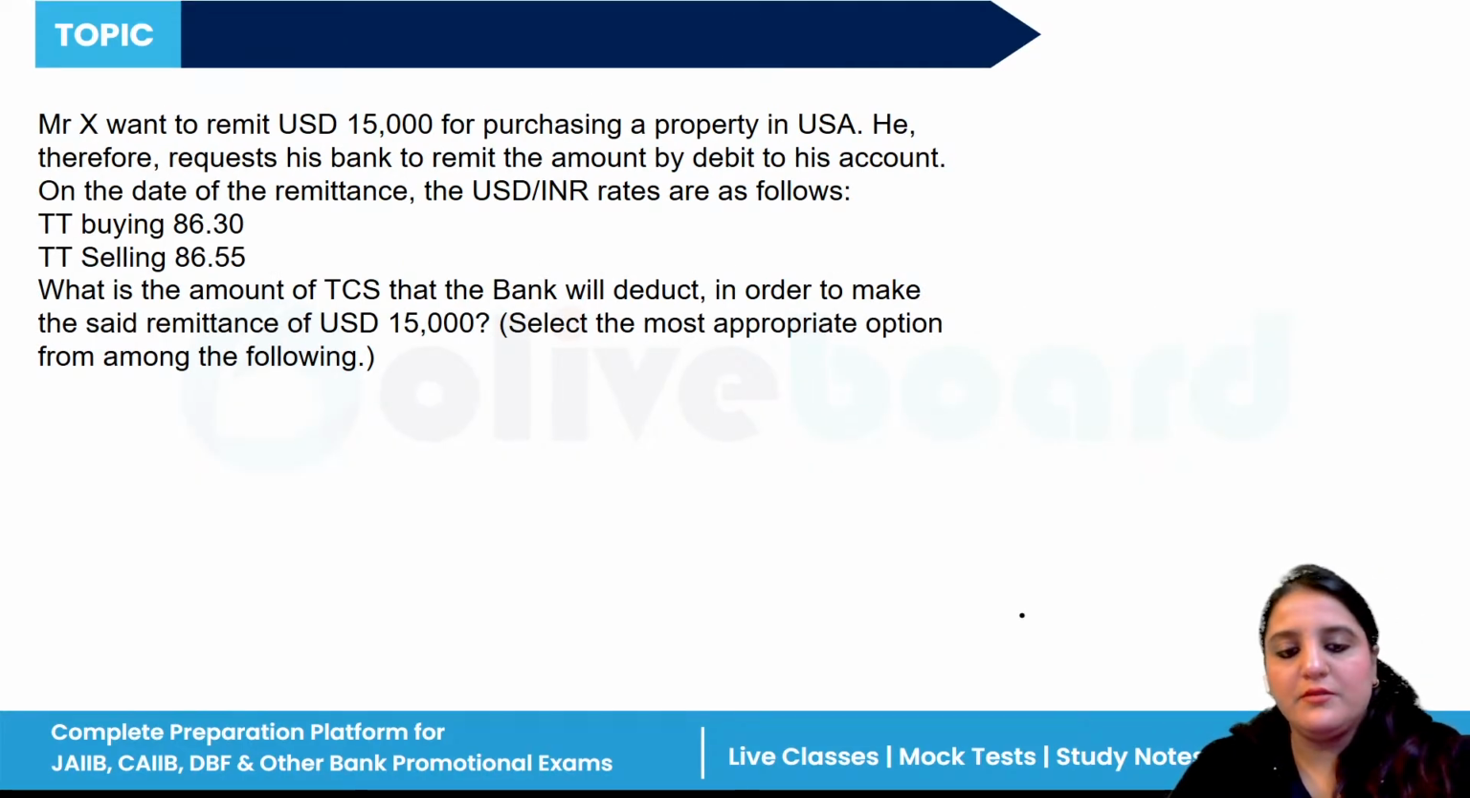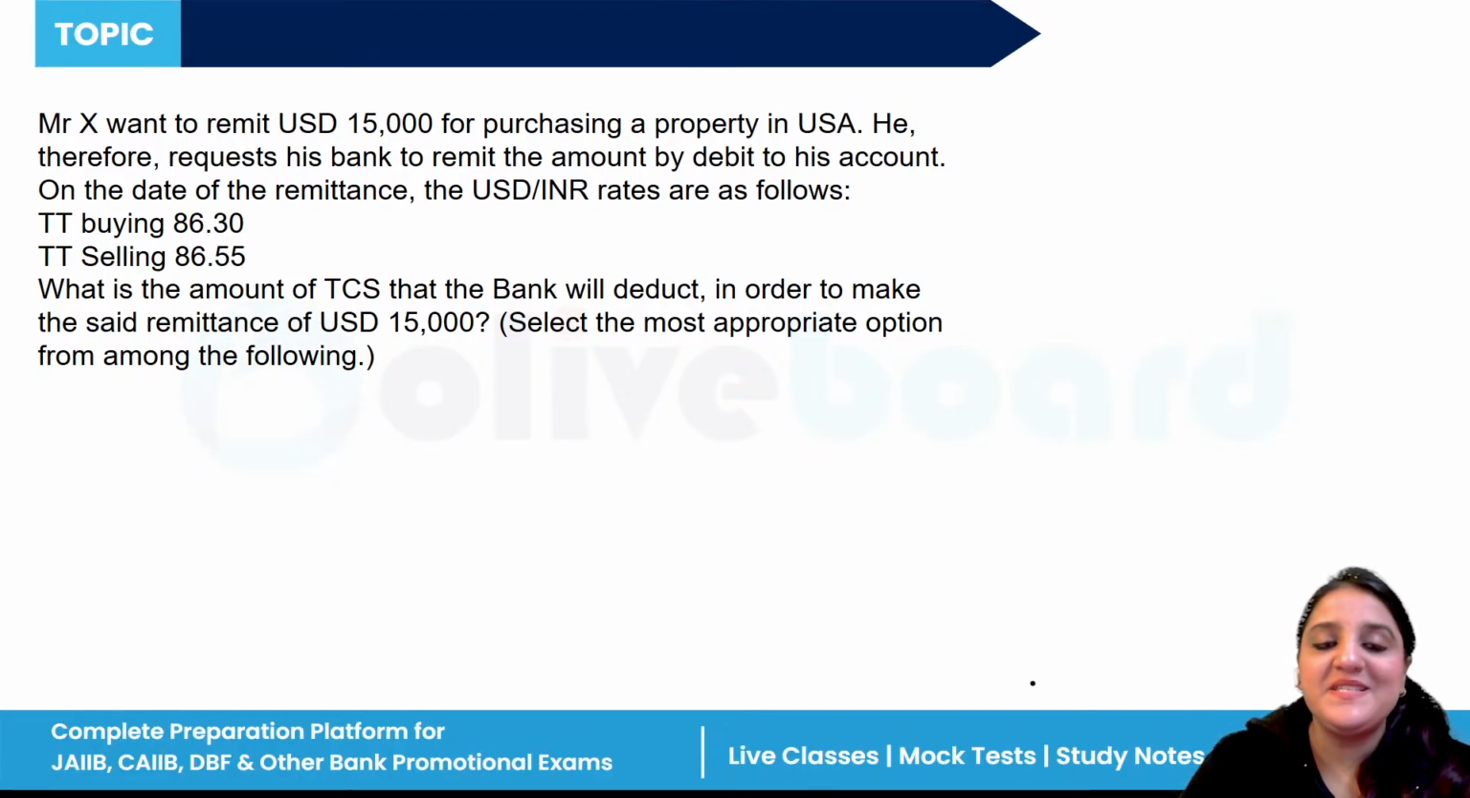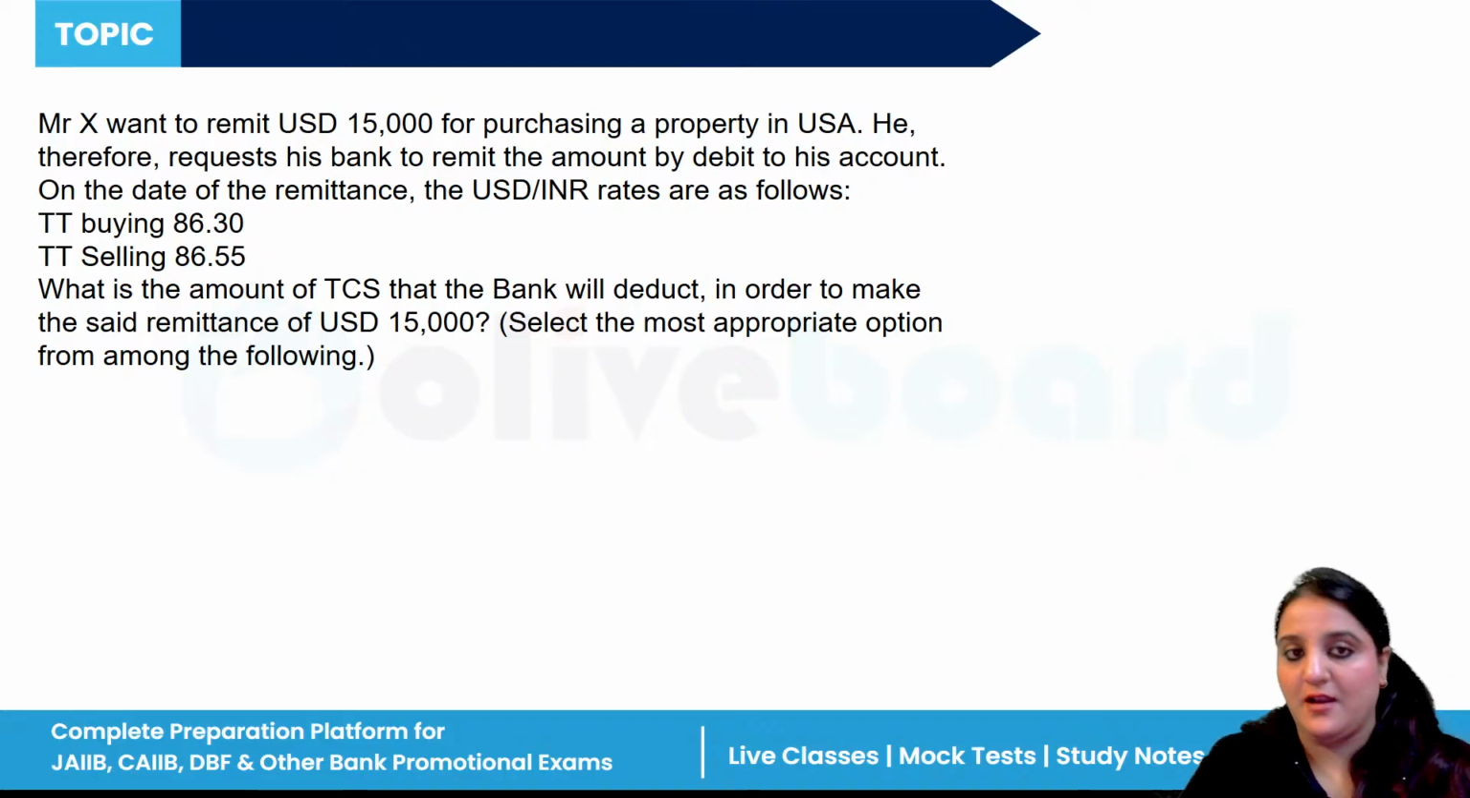And the last question of the numerical is here. Mr. X wants to remit US dollar 15,000 for purchasing a property in USA. He therefore requests his bank to remit the amount by debit to his account. And on the date of remittance, the US dollar INR rates are as follows.